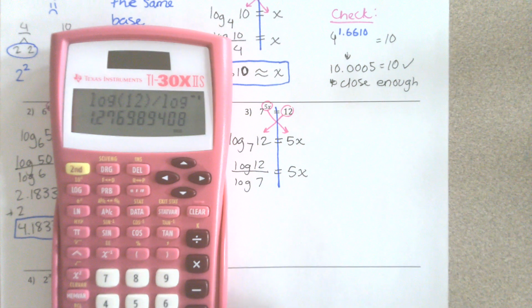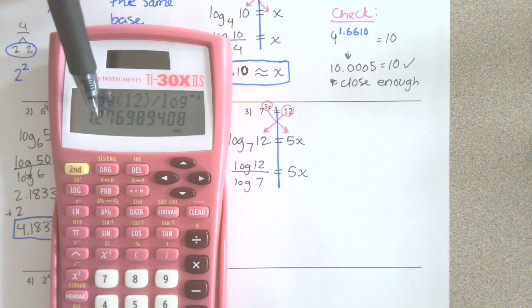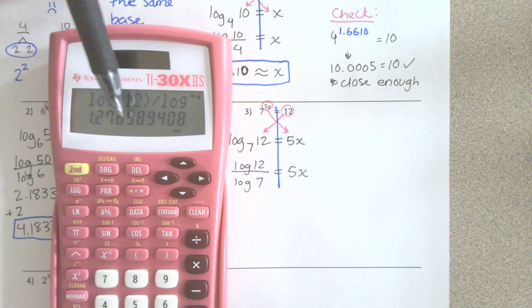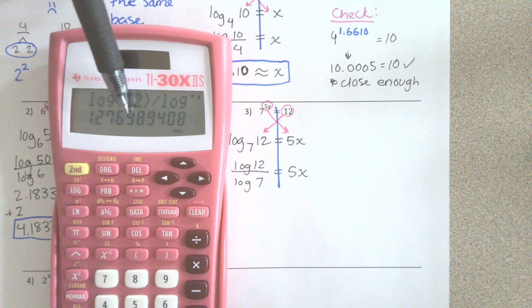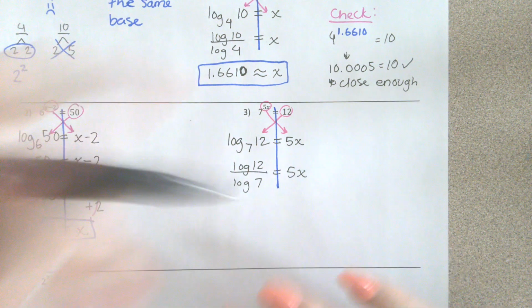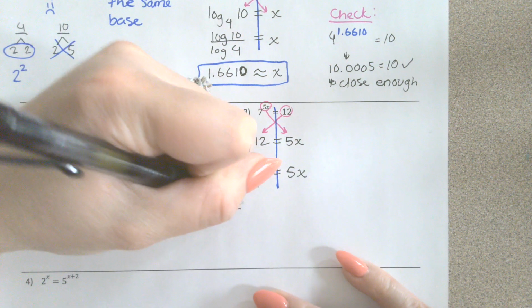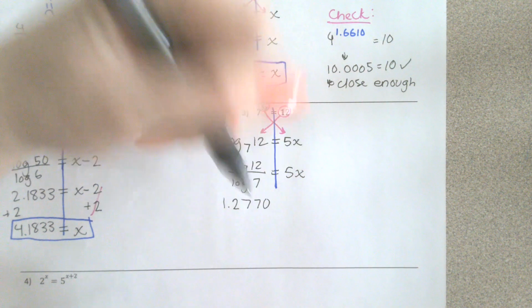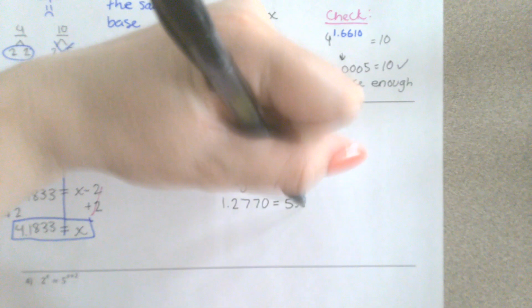4 decimal places. We have 1.2769. This 8 will bump the 9 up. So this 69 here becomes a 70 because the 9 basically turns into a 10. So this becomes 70. So we have 1.2770 equals 5x.